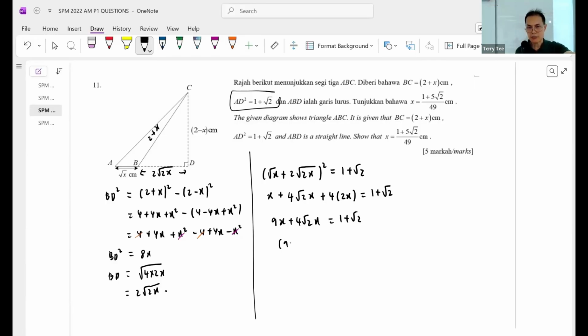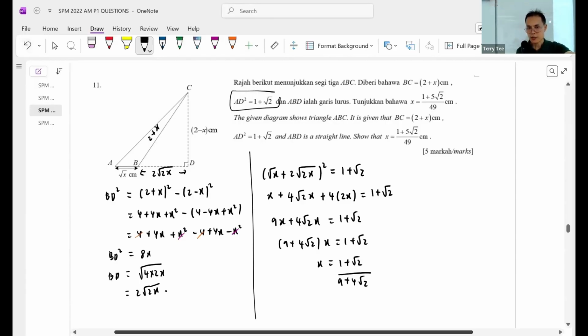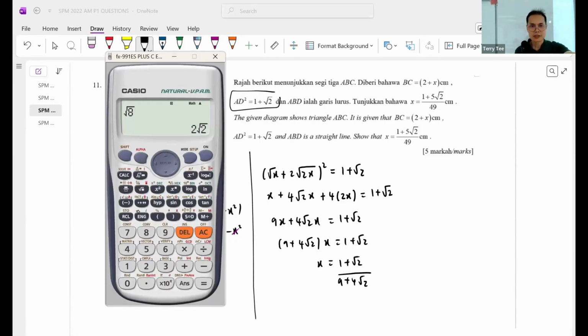Factorize this. You get x times 9 plus 4 surd 2 equals 1 plus surd 2. Sorry, this is ugly. What is your x? 1 plus surd 2 over 9 plus 4 surd 2. Can we straight away use our calculator and do this? The answer is no, you can't, guys, but I just want to show you this to see whether we are on the right track. We're on the right track, right? So up to here, my working is correct. I know I'm correct. I just have to show the working to get the last answer.